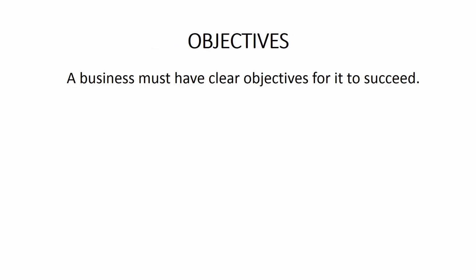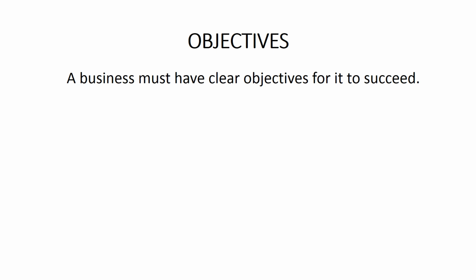In order to succeed, a business must have clear objectives. A business without objectives is like a car without a driver. Just like a car without a driver will wander all over the road and probably end up crashing, so a business without objectives will have no clear focus or direction, and therefore runs a high risk of failing.